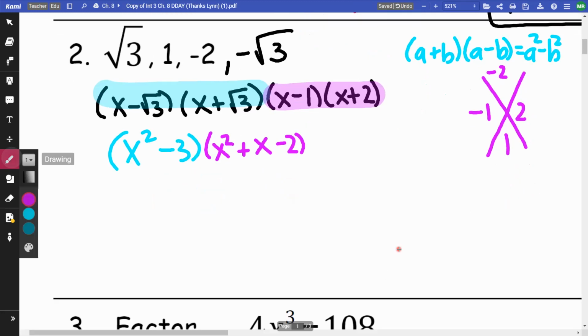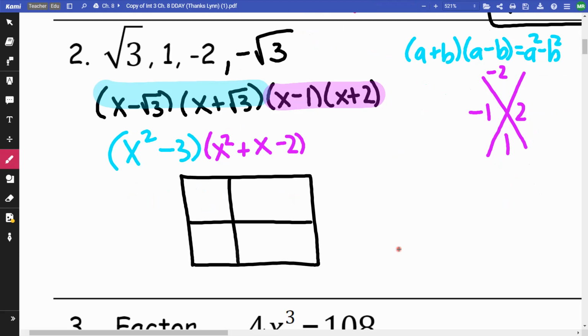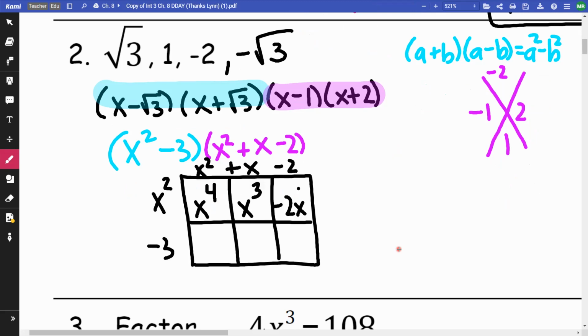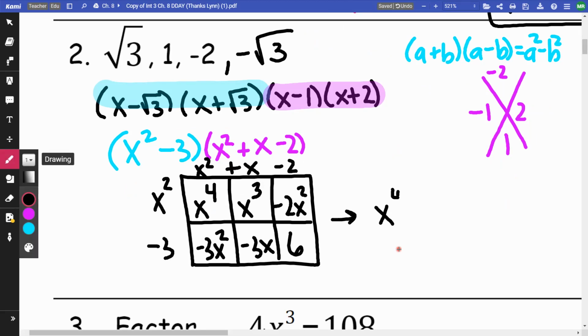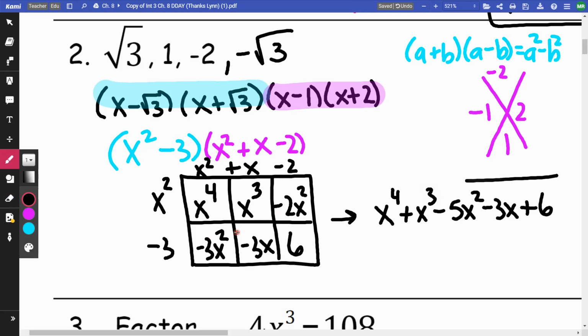Now I'm going to multiply those together. And when I multiply those together, and remember that's an x squared minus 3, x squared plus x minus 2, I get an x to the fourth, I get an x to the third, -2x squared, -3x squared, -3x, and a +6. And when I combine like terms, I get an x to the fourth. I have a x to the third. My -2x squared and my -3x squared is going to be a -5x squared minus 3x plus 6. And there's my polynomial.